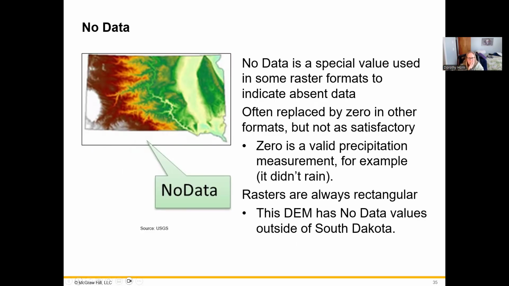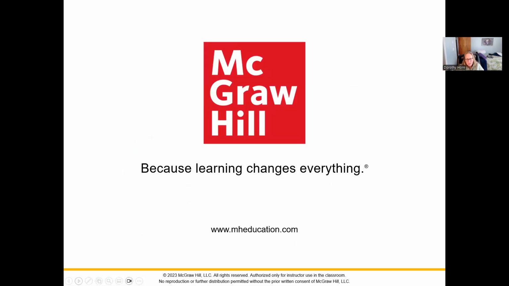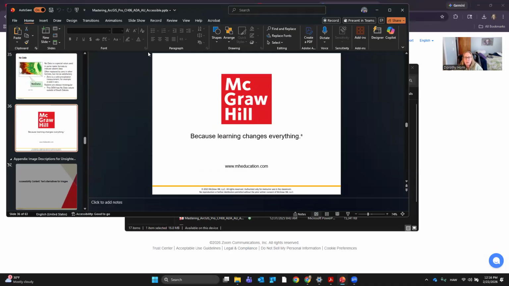This is a picture of South Dakota. So the DEM itself has no data outside the outline of South Dakota, and that's why it's white in the background outside of the state. All right. So that's it for my raster discussion for that.